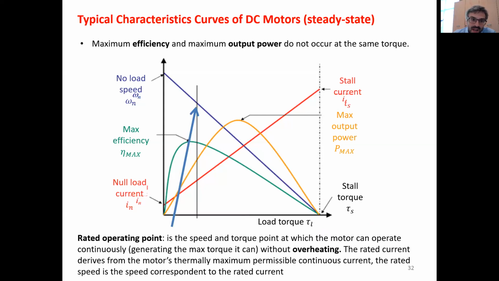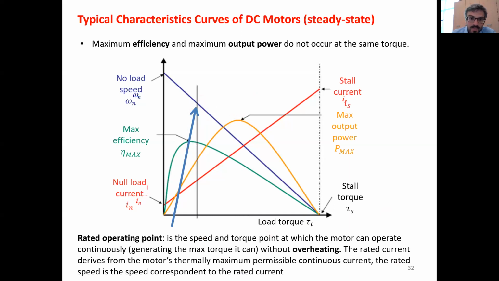And we have another point, which is the rated operating point. Of course, when we talk about an operating point, it is a point corresponding to the torque-velocity curve, so a tuple composed of velocity and torque. And the rated operating point is kind of in the middle between the maximum efficiency point and the maximum power point they deliver to the load.